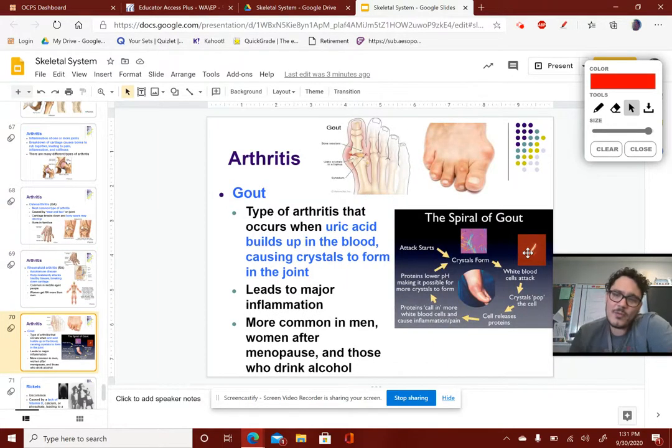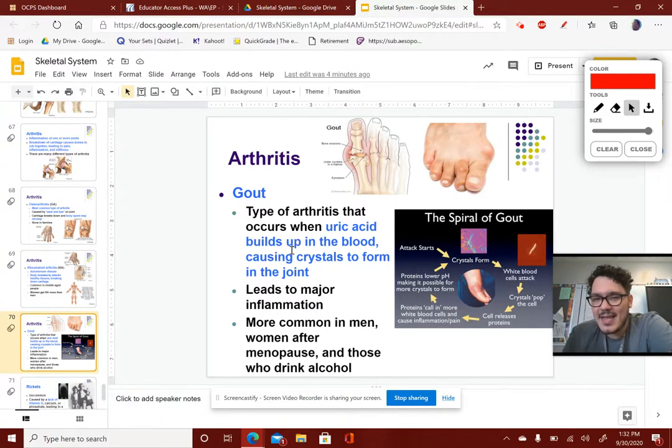Finally, the last type of arthritis we need to talk about is gout. Gout is a type of arthritis that occurs when you build up uric acid in the blood. Uric acid, that sounds familiar. Well, uric acid is in relationship to urine. We secrete uric acid through our urine. You are able to filter the blood and remove those toxins and turn it into something more stable until you get rid of it. Sometimes people have more uric acid than they need, and that's when things like gout can occur.